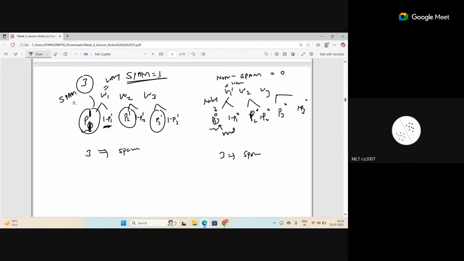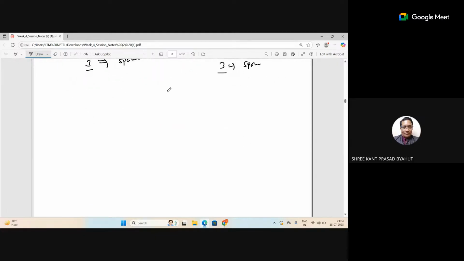The total parameters I need is how many? Three plus three, six. And one for the label. One for the label. So it is 2D plus 1.